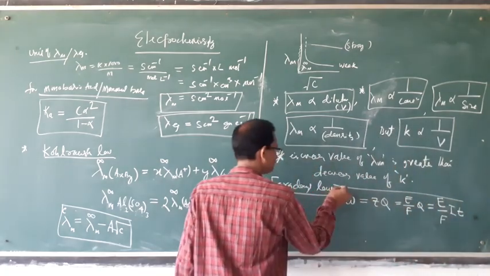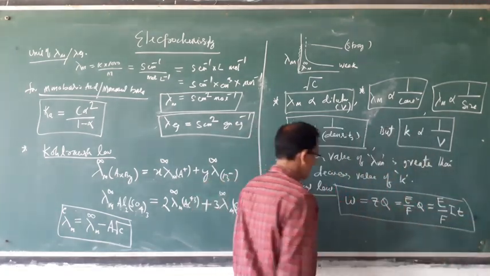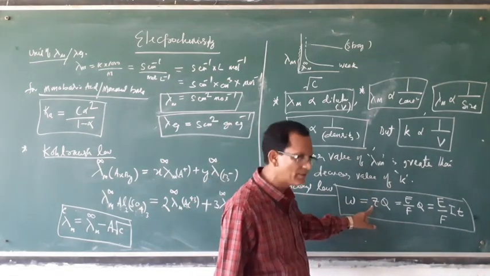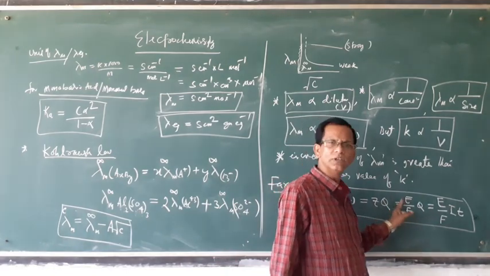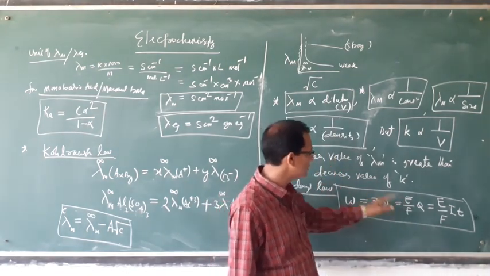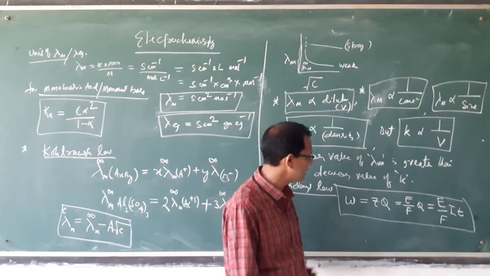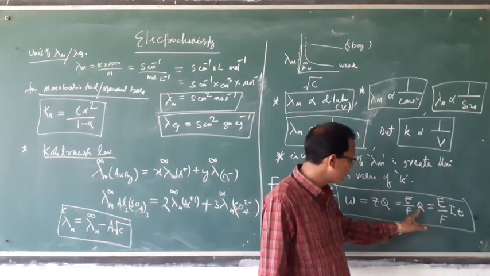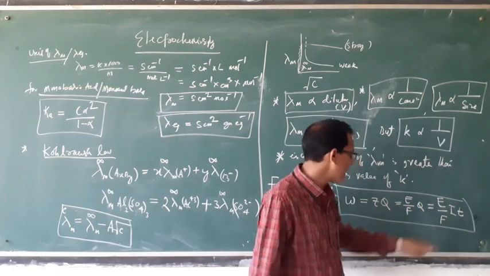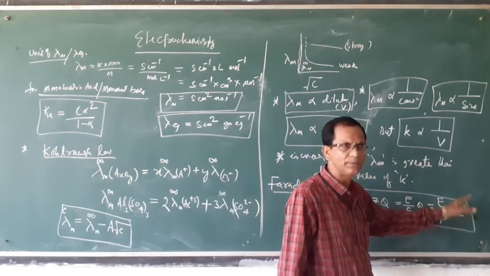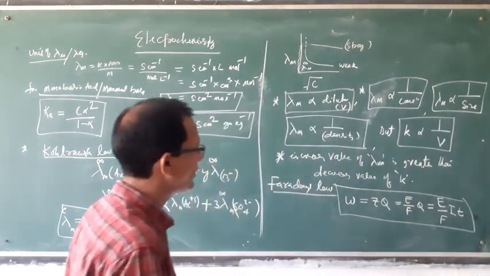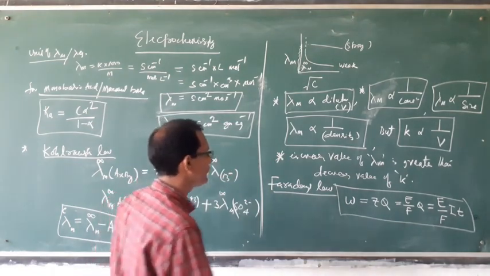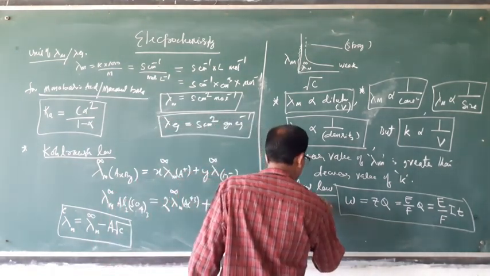W, the mass of substance, is equal to ZQ. Every substance has a Z value. Z is equal to E by F, where E is the equivalent mass and F is the Faraday constant. Q is the quantity of electricity in coulomb, which is equal to I into T, current in ampere and time in second. So this is a very important formula for calculation of W. This is the first law.